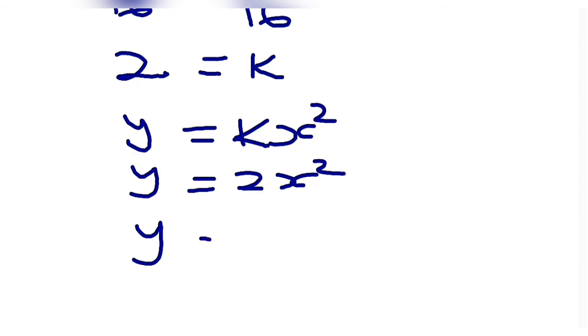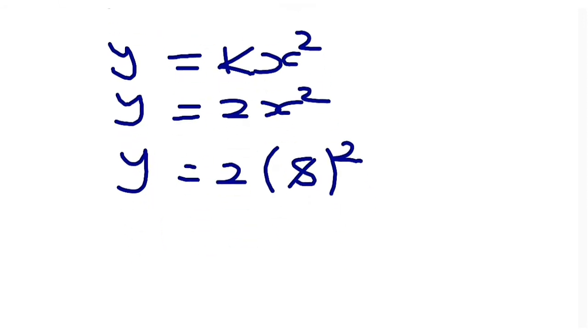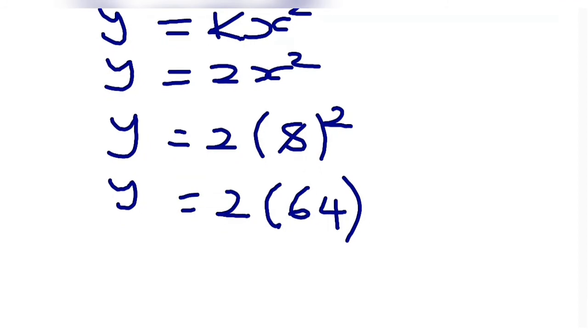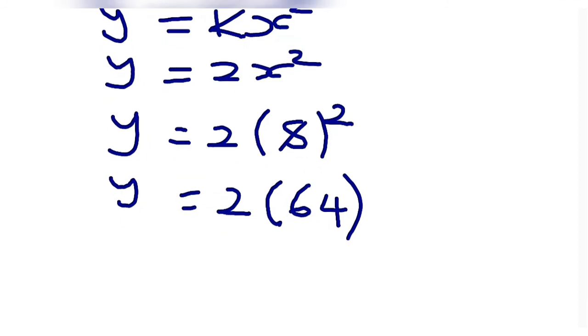So y will be the same as 2 multiplied by 8 squared, and that will give us y equals 2 multiplied by 64, because 8 squared is the same as 64, and 2 multiplied by 64 will give us y equals 128.